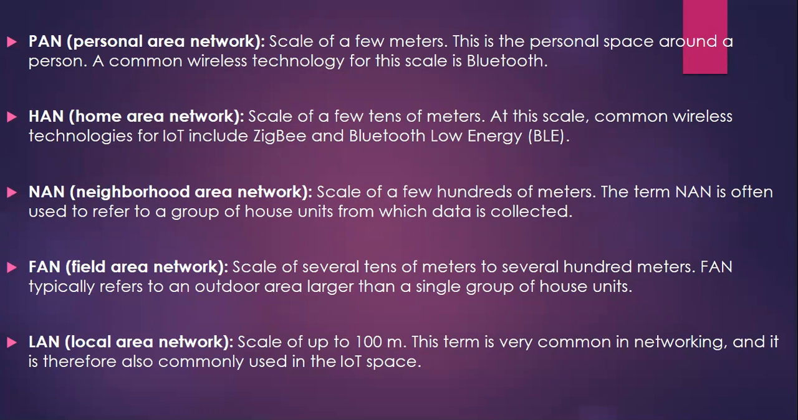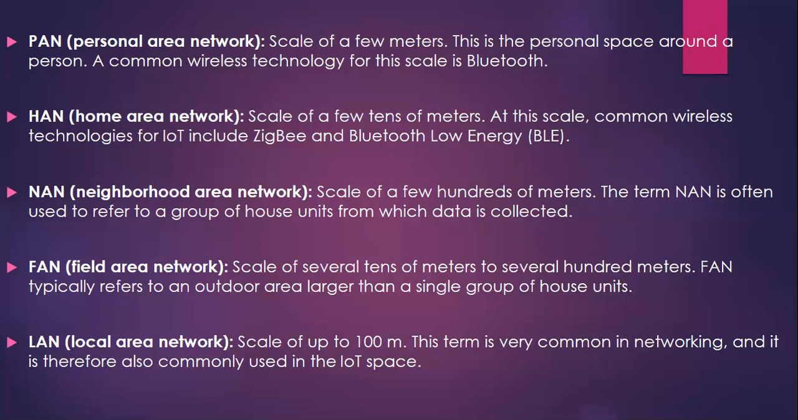Then NAN means neighborhood area network. One thing you need to notice: these networks are discussed based on the range. You can observe from PAN, 10 meters to 20 meters, we are increasing, then later up to 100 meters, a few hundreds of meters. The neighborhood area network has a scale of a few hundreds of meters. The term NAN is often used to refer to a group of house units from which data is collected. If you are trying to collect the information from a group of houses, then we can go for NAN, the neighborhood area network.